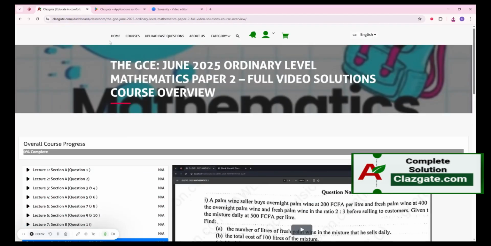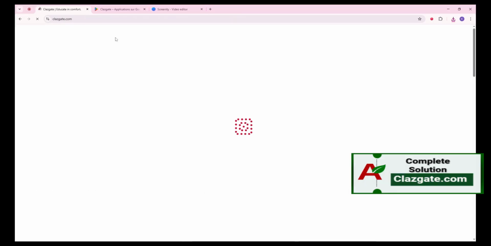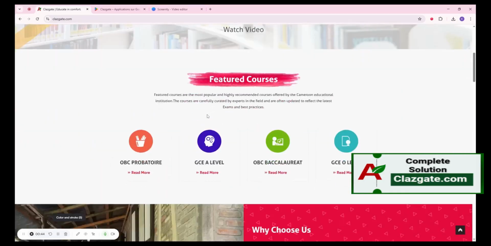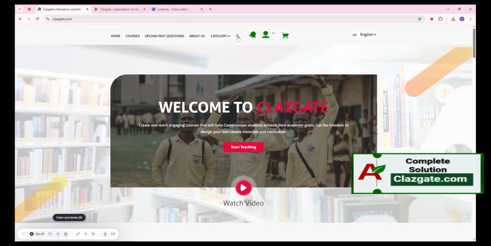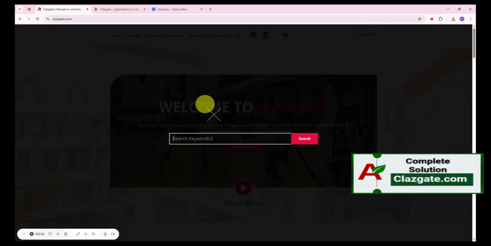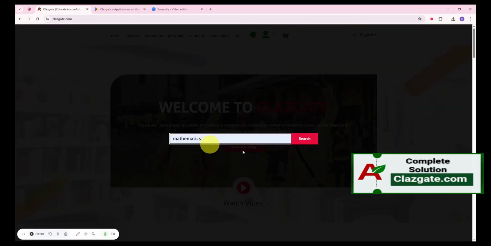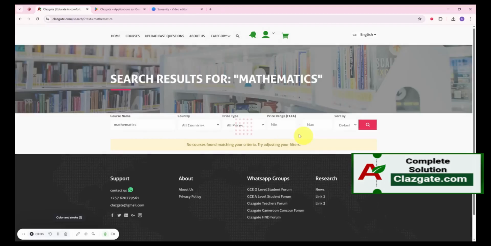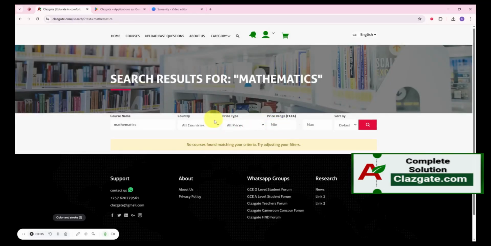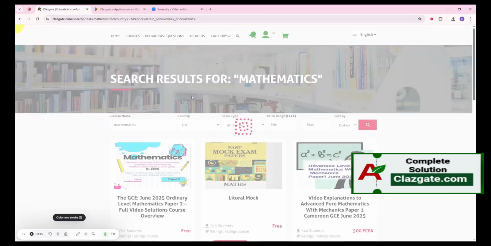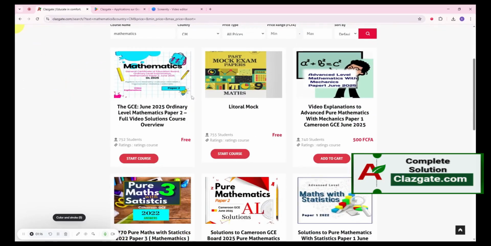And then let's go to paying for a course. So I'm on ClassGate right now, and I want to pay for a course. As we did before, you click on the search icon. I'm already signed in. So as usual, it's mathematics that we are searching for. You can click enter or search. Now you want to specify the country. The country is Cameroon, and we search. So these are all the mathematics courses in Cameroon.